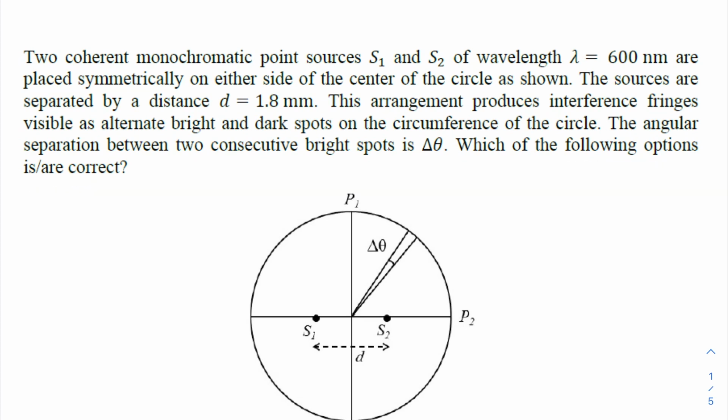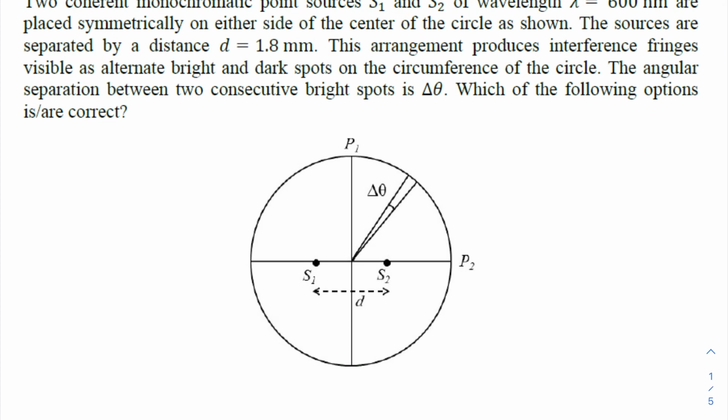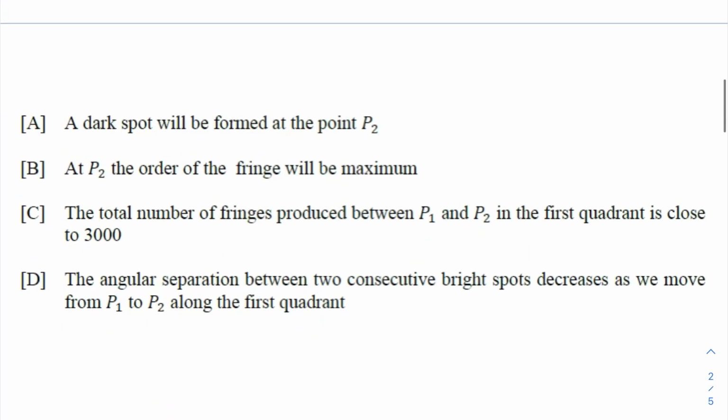So let us go through the options first. First, let us check the diagram. So two sources are placed symmetrically here at a distance d apart. Value of d is given, and this angular separation between two consecutive bright spots is del theta. So we'll get alternate bright dark spots. So these are the options.